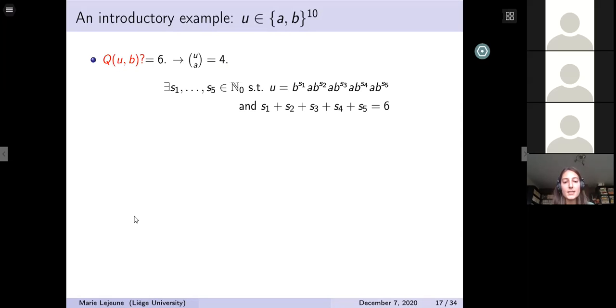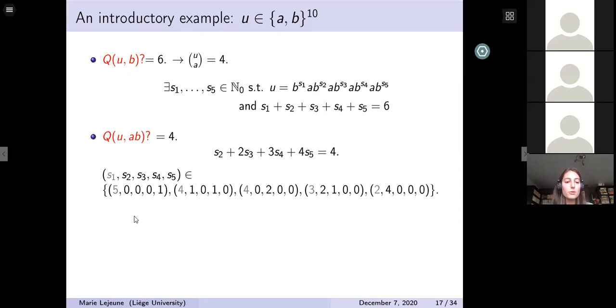I have fewer A's than B's, so I decide to write U in the following way. I'm going to put all the A's, and I'm going to put B's between all the A's. I don't know how many of them, so there are unknowns here. But I know that I have 6 B's in the word, so the sum of all these exponents is equal to 6. Then the next question, I won't ask for the number of A's because I already deduced that. So I can ask for the number of AB's, and the answer is 4.